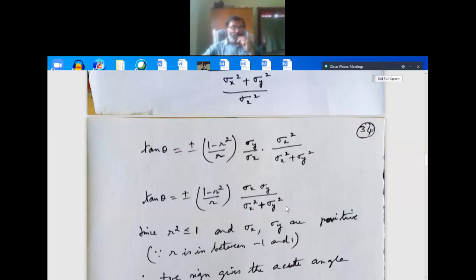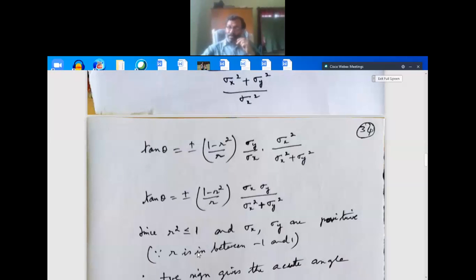Now you know that r squared, see, r is in between minus 1 and plus 1. Okay, we know r is the coefficient of correlation. The value of r is in between minus 1 and plus 1. So when you square it, the maximum value it can attain is plus 1.